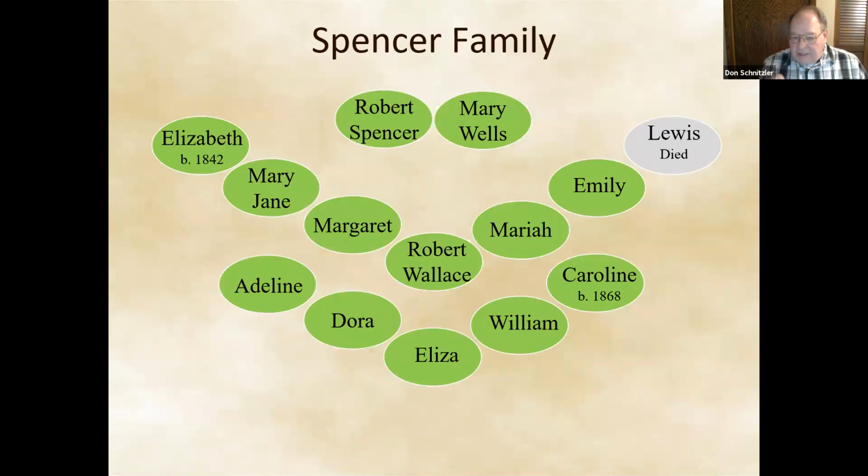Now, I'm not going to spend a lot of time talking about my family, but my family was a Marathon County homestead family. And I already mentioned that it was the reason that Robert Spencer came from New York to central Wisconsin in 1872. But this is Robert and Mary Wells Spencer's family. Robert was born in Ireland, Mary was born in Canada, and they had 12 children. Of the 12 children, one of them didn't survive. He died when he was 4 or 5 years old. And the other children were all born in New York and grew up there.